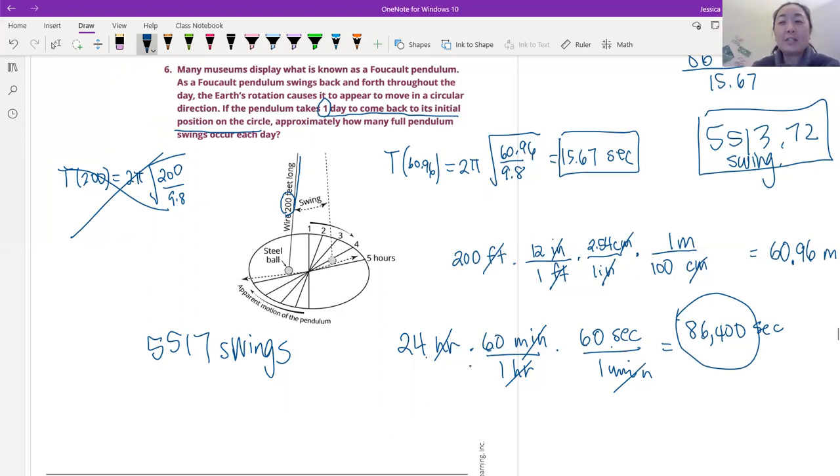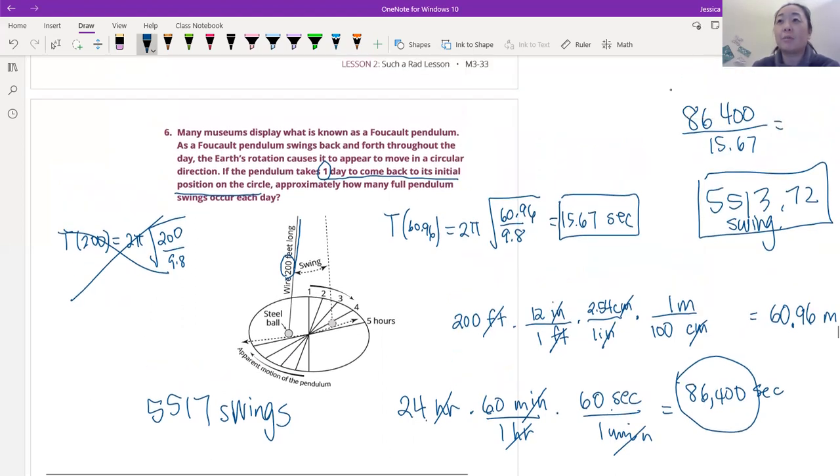All right. So now we're just going to take this and divide it. So we're up here now. I don't know why we're all the way up here, but I kind of just did that. So we're going to do 86,400 divided by 15.67. How many of those go in there? And that's going to tell us how many swings that is, right? So we're at about 5,513 and some change swings. So how many full swings? 5,513. That's how many swings. So I should write that down.